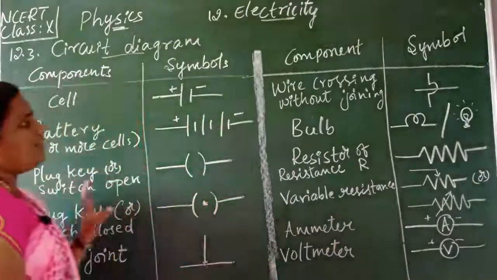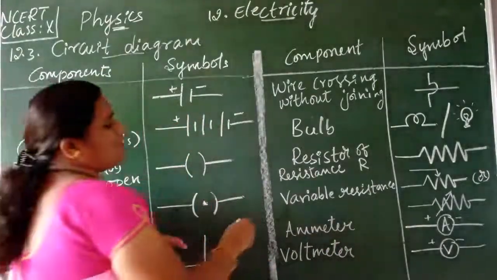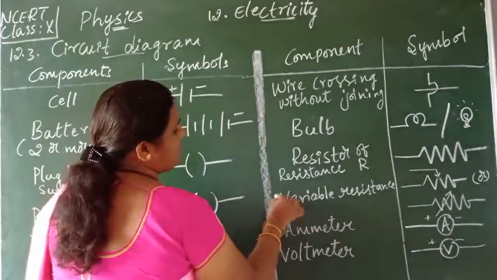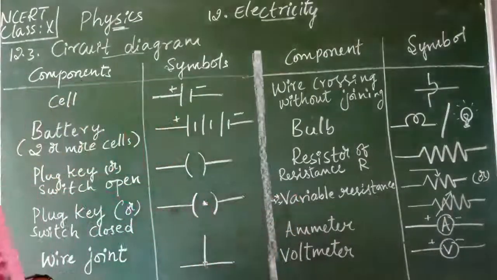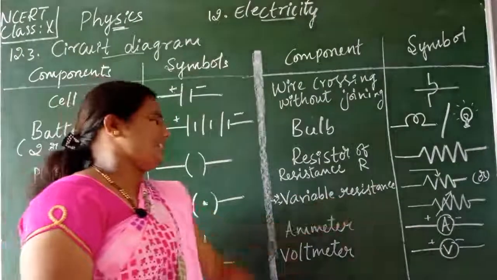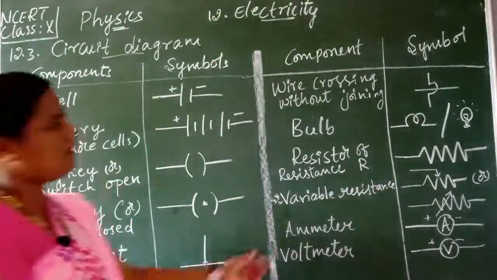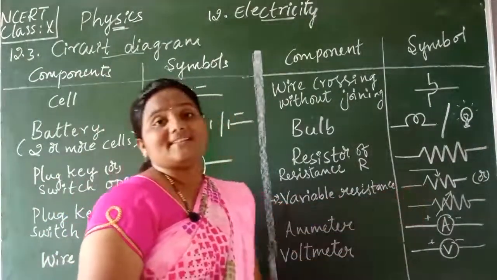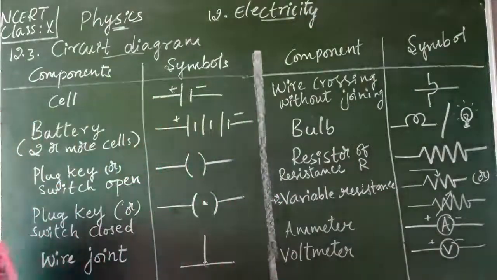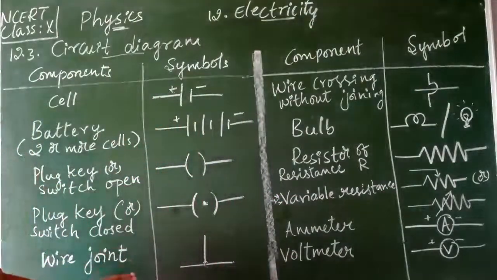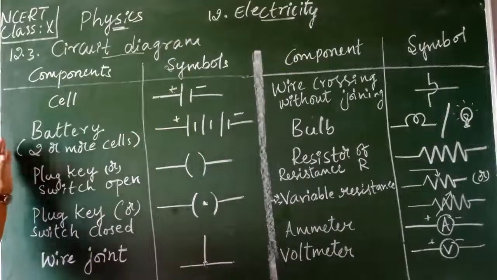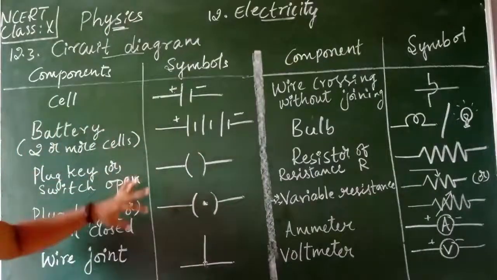These are very important, children, and among all these, sometimes for 1 mark you will get this, isn't it? Draw a symbol of a variable resistance, then you have to draw either this or this diagram there. Got it, children? Practice all these symbols once and twice until you become perfect with all these symbols.